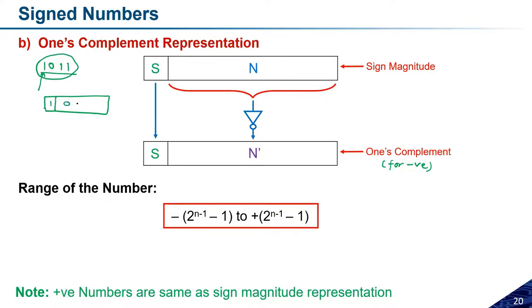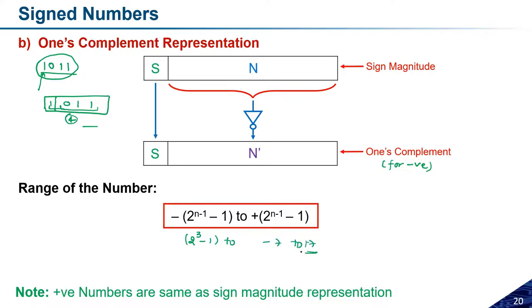Now we have reached 011. If you see the number of digits in this, the magnitude is 3. So n is 3 here. The total number of bits in the magnitude is 3, and this is 1, so the total number of bits is 4. If we put all these values, 2 to the power 3 minus 1, this is the range. You can calculate that it will be minus 7 to plus 7.